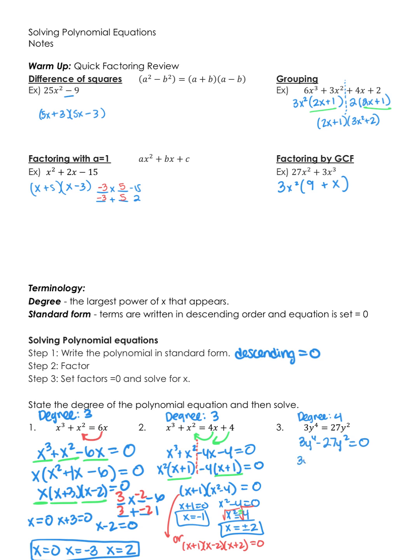So the GCF should be 3y squared. 27 and 3 are both divisible by 3. They both have a y squared in common. And then you should have a y squared minus 3 left, or minus 9, sorry. 27 divided by 3 is 9.